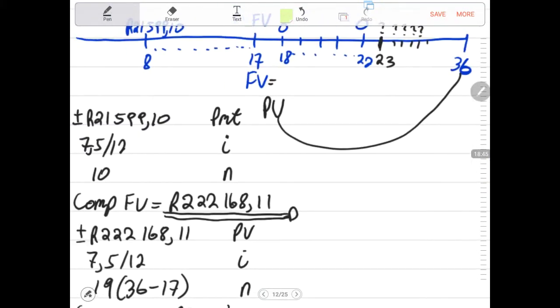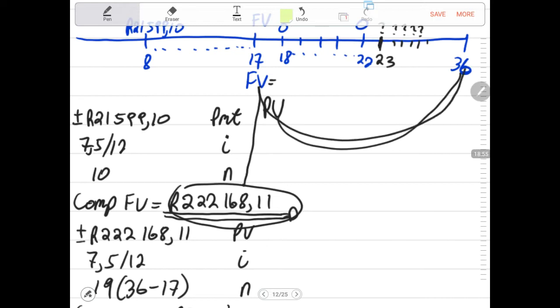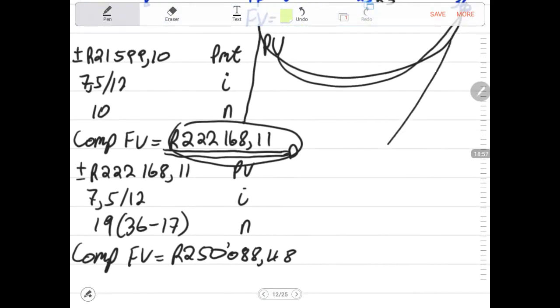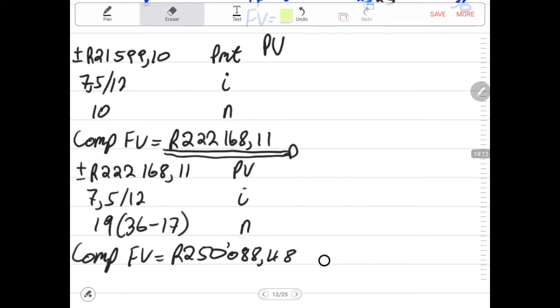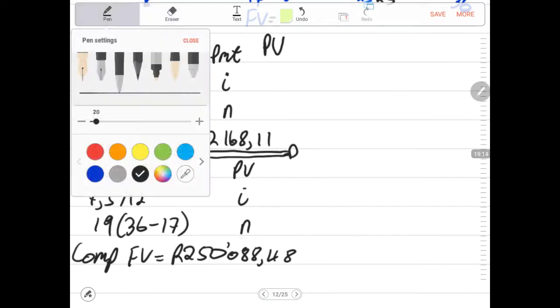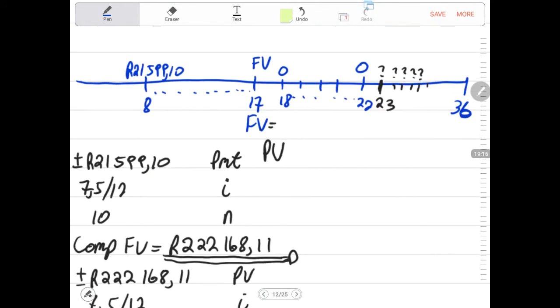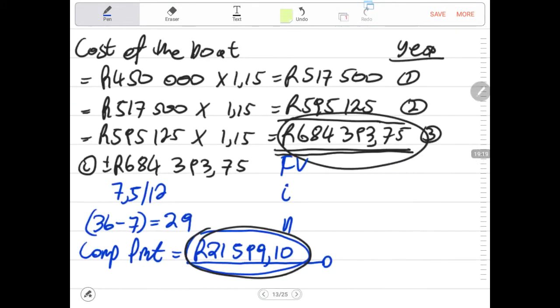In other words, now we said this future value of 222,000, which was here after the last payment, we accumulated it to the future value at the end of month 36. So that is where we are now. So in the account, how much do we have? In the account, we have 250,000 and 88 rand 48 cents. That is what we have in the account. So now, do we have enough? We really don't have enough. Why not enough? Because what we need is more than what we have.